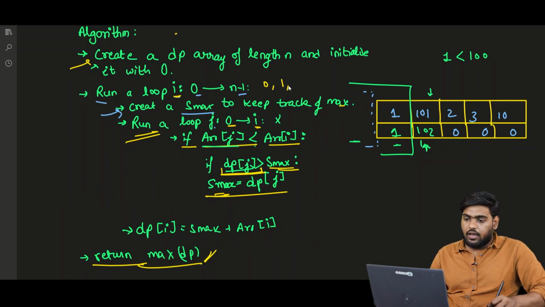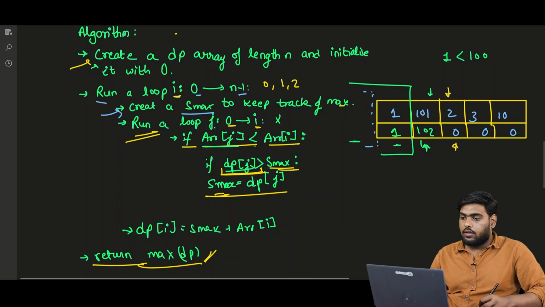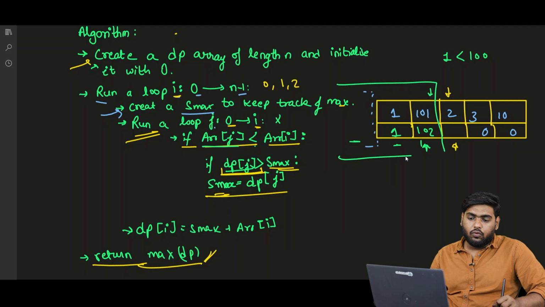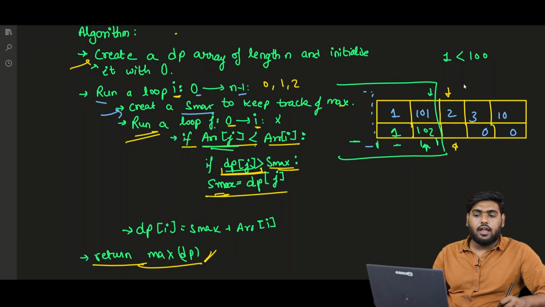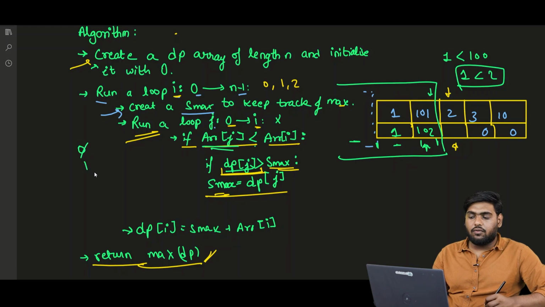Now I will move again. Now we're talking about index 2. The i will be moving, the j will be moving till i. That means we have to again begin from here and go till here. What will happen now? We have to check if arr[j] is less than arr[i]. arr[j] is 1, is less than 2. True. Do we have to update this small s max? Yes. So from 0 it will now become 1.